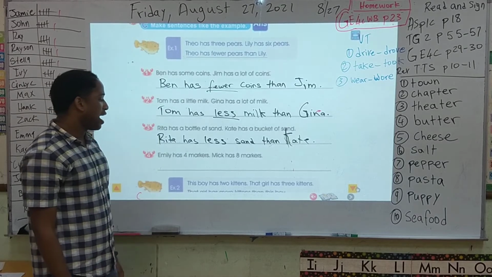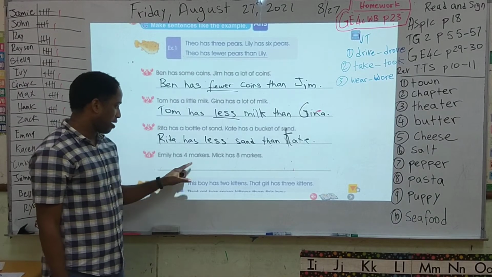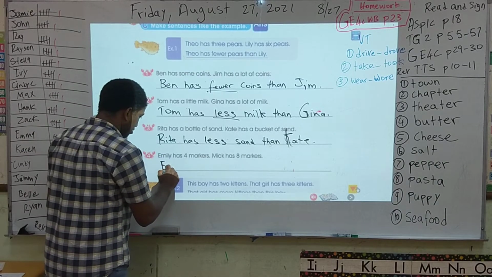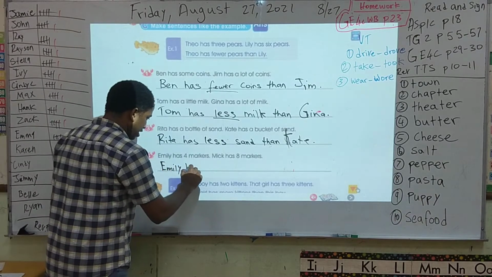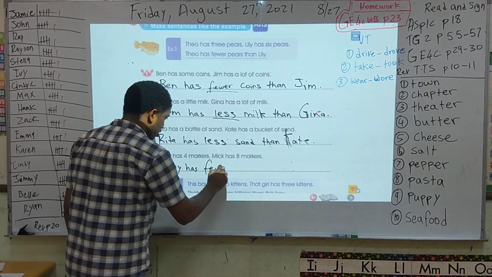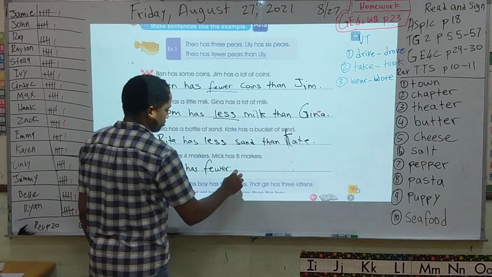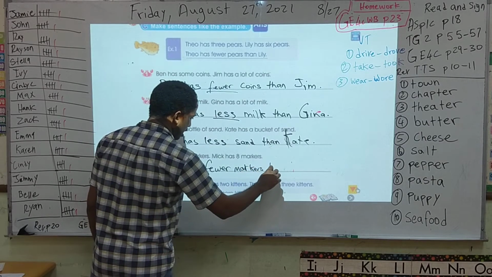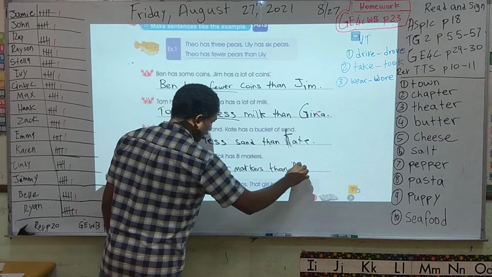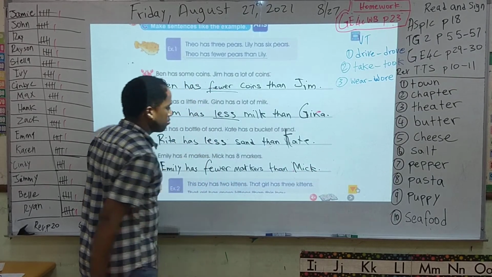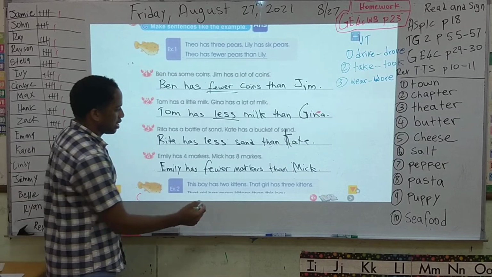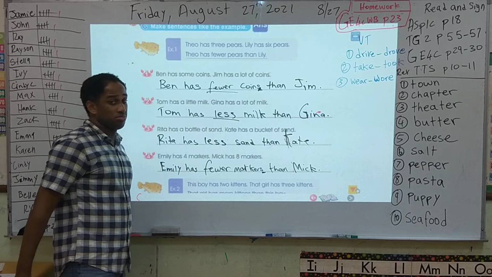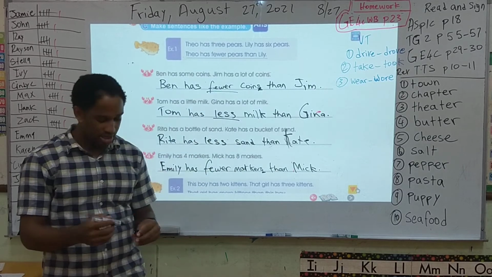Number 5, Emily has 4 markers. Mark has 8 markers. So who has fewer? Emily. So Emily has fewer markers than Mike. Mick. Okay, Mick. So you can see S, no S. So less. Okay, let's see the answers.